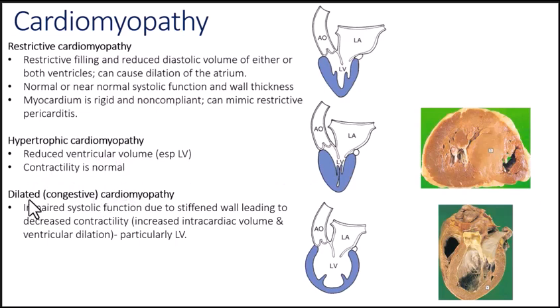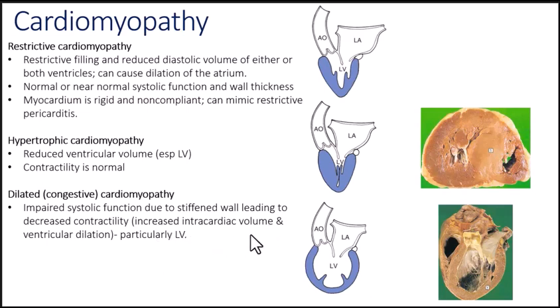Finally, dilated or congestive cardiomyopathy. This is where we have an impact in systolic function, the contraction. We talked more about diastole up here. The reason that the systolic function, or its ability to contract, is reduced is because the wall becomes very stiff, so stiff that it can't contract properly. And if it can't contract properly, we're not going to be able to get as much blood out of the heart. And so we end up with an increase in volume within the heart chambers, intracardiac volume.